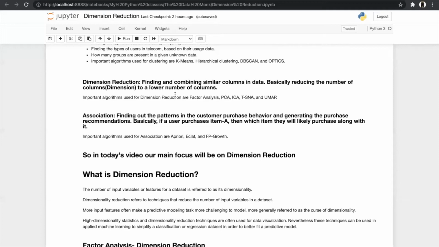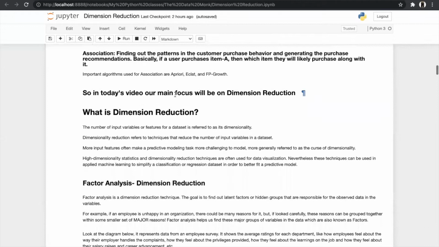Our first algorithm for dimension reduction is factor analysis. Factor analysis is one of the most popular algorithms in dimension reduction apart from PCA. It is a dimension reduction technique where the goal is to find out latent factors or hidden groups that are responsible for the observed data in the variables. Let us take one example.